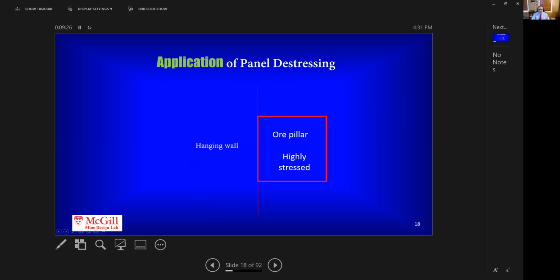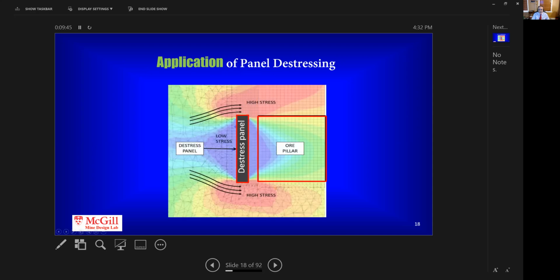And the application of panel distressing: for example, if this is an ore pillar that is highly stressed and experiencing seismicity, you'll come in the hanging wall, find access, form a panel, and distress it by production-like blasting. As a result of this distress blasting, the stresses will wrap around the panel and around the pillar, causing stress reduction in the ore pillar.